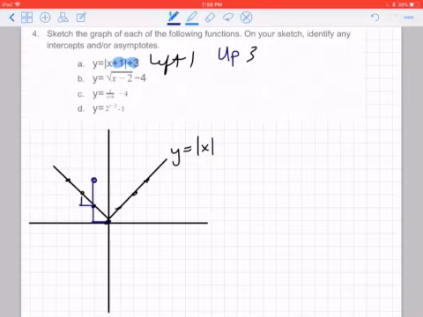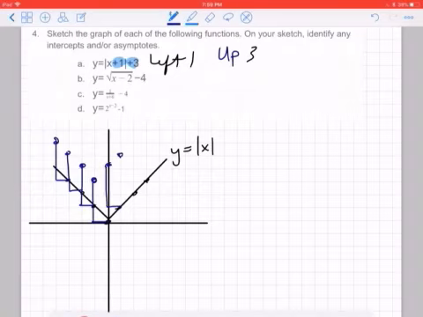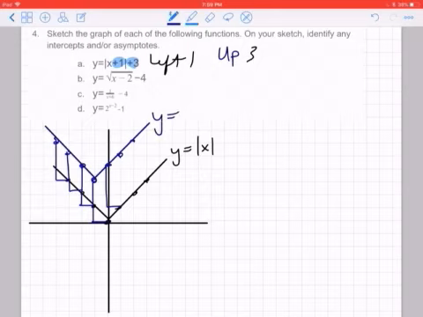Left 1, up 3, new point there. Left 1, up 3, you get the idea here. You're going to get all of these points there, and then when you graph that new function, that's what you get. This is y equals the absolute value of x plus 1, plus 3.